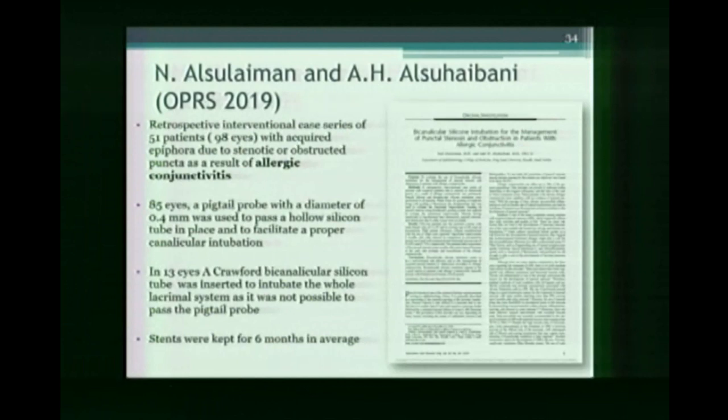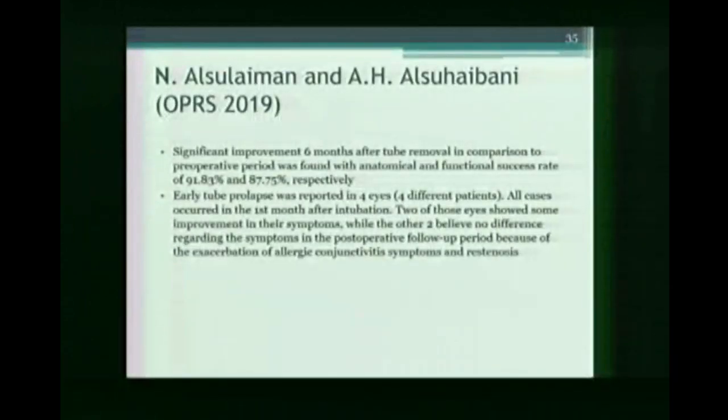The stents were kept for 6 months, since this is a chronic disease in an area with a high prevalence of allergic conjunctivitis. At 6 months, after removal of the stent, they reported an anatomical success of 91% and a functional success of 87%. 4 eyes had early prolapse of the stent. 2 out of 4 did show some improvement, and 2 returned and got another restenosis.